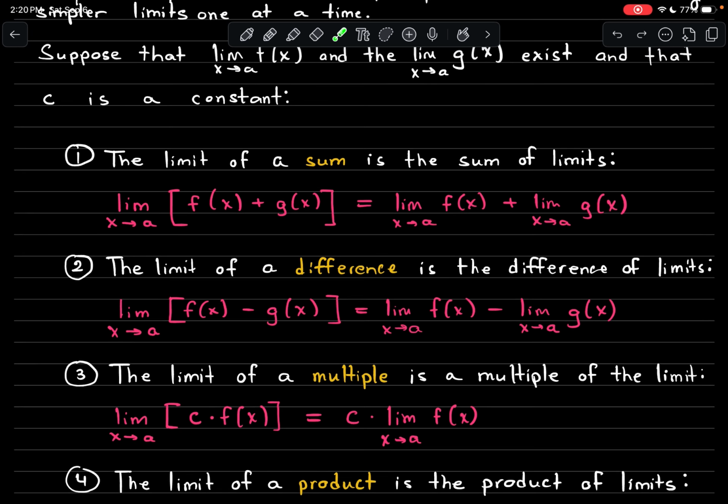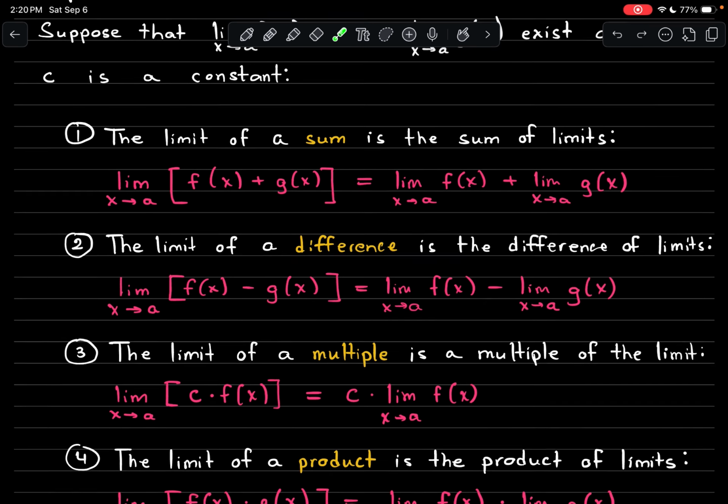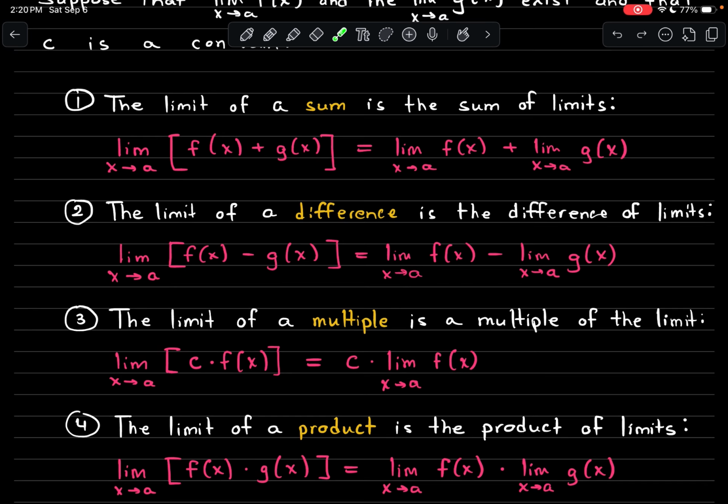The limit of a product is the product of limits. Now this is a really useful rule, especially as we're going to see later on in calculus. We don't often get product rules like this. This is really convenient. So we're allowed to even break apart products. So the limit of a product of f of x and g of x is the product of their limits.